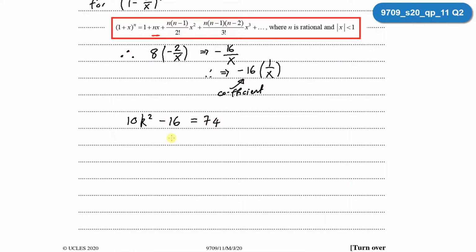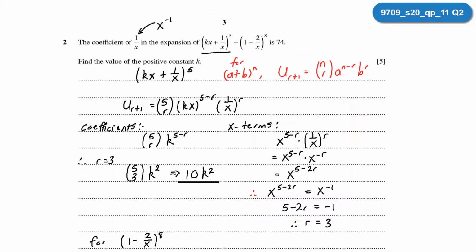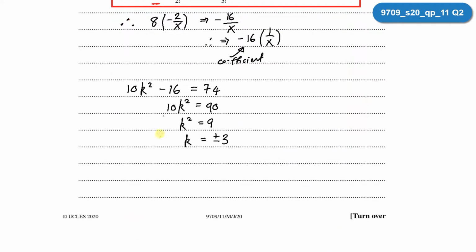So I'll add 16 to both sides, so that's 10k squared is equal to 74 plus 16, and that's 90. Dividing by 10 both sides, we get k squared is equal to 9. And square rooting both sides, we get k is equal to plus or minus 3. However, from the information in the question, they want us to find the value of the positive constant k. So k should be positive, and therefore the value of k that we want is 3. And that's our answer here to question number 2.